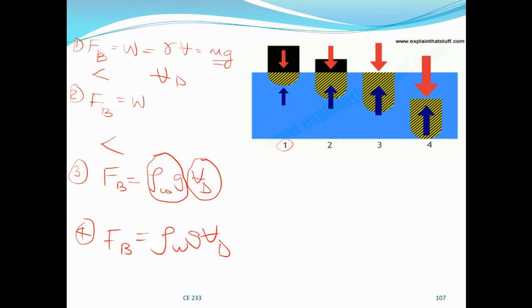The volume displaced in the first case is less than the volume displaced in the second case, which is less than the volume displaced in the third case. But the volume displaced in the third case is equal to the volume displaced in the fourth case. Okay, VD3 is equal to VD4. So under conditions 3 and 4, the buoyant force has reached its maximum value.